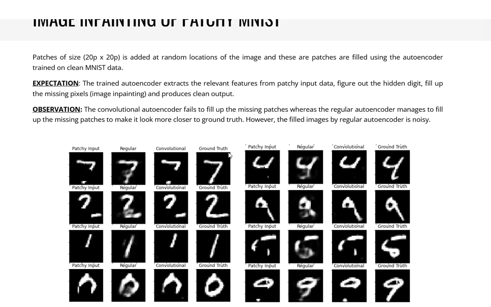Although that was the expectation that we had for both the regular and the convolutional autoencoder, you could see here that the regular autoencoder indeed performs a pretty good reconstruction in terms of filling up these patches and trying to make a sensible prediction out of these. Whereas the convolutional autoencoder fails miserably in terms of its reconstruction.